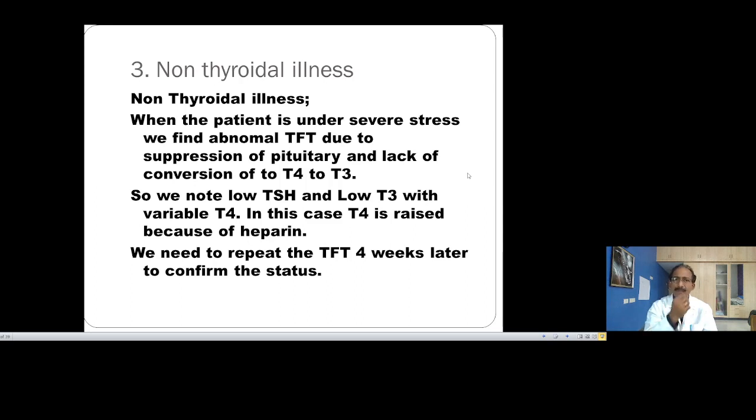So please note that low TSH, low T3 with variable T4 is always possible. This is a condition called non-thyroidal illness. And the use of heparin may interfere with the T4 assay. So that's one aspect of it. So ICU, stress, pituitary suppression, you have an abnormal TFT, don't ignore it, but you don't jump to any conclusion to make a diagnosis. You have to do it a little bit later.